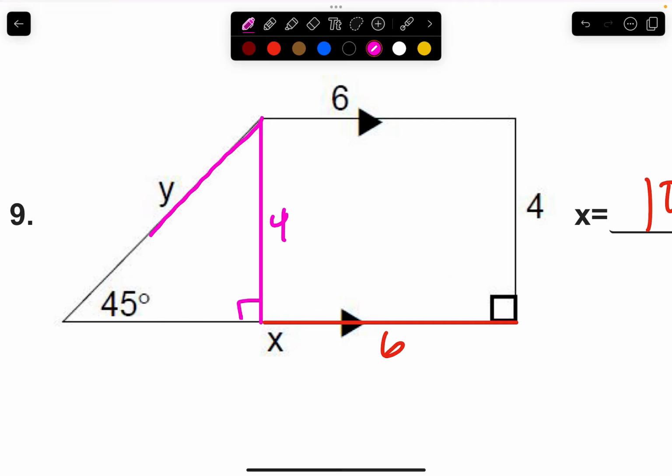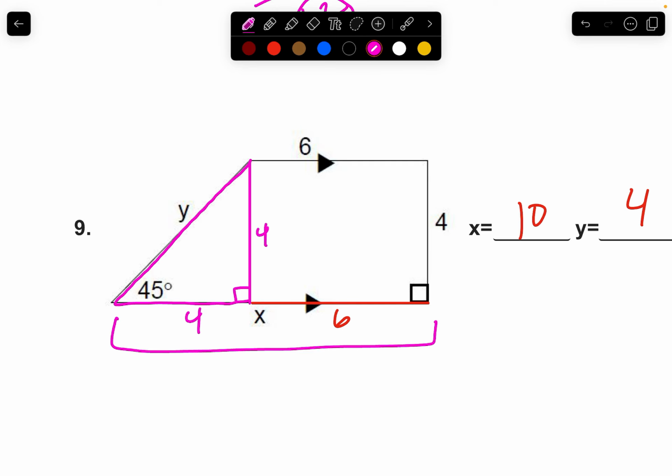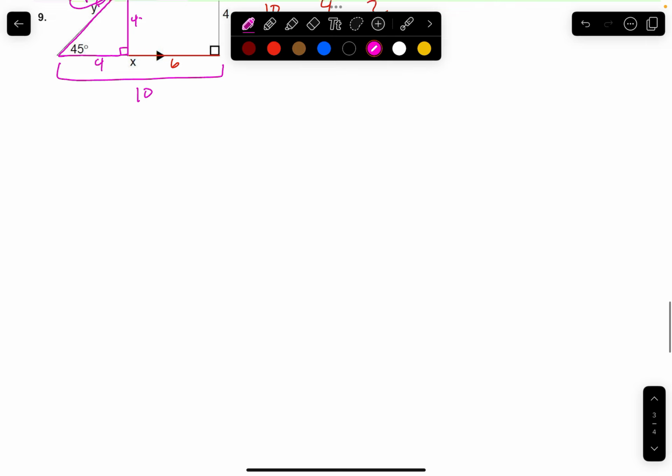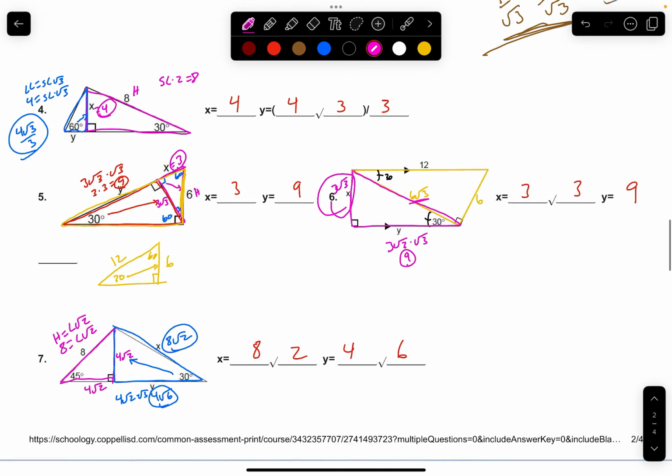And if we focus on this pink right triangle, if that's 4 and that's 45, it's a 45, 45, 90, that's going to be 4. So the entire distance, right, and remember that x is the entire bottom, like we cut it up. So x is the entire bottom, would be 4 plus 6, and that would come out to 10. And then y would equal 4 root 2, right, 45, 45, 90. The hypotenuse equals the leg times root 2. All right, that's that entire assignment.